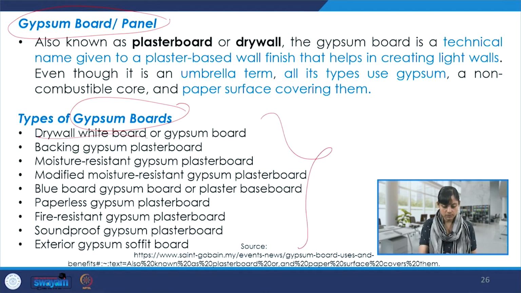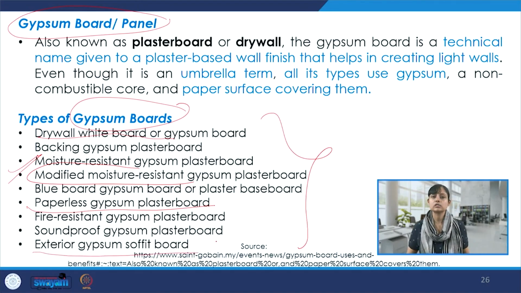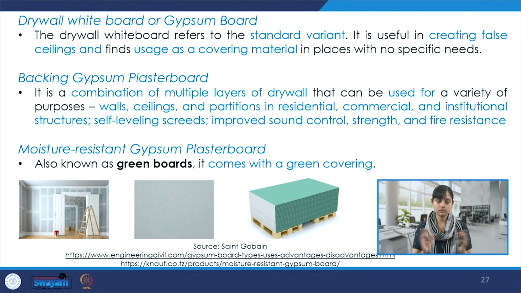So there is a drywall, whiteboard or gypsum board. There is a backing gypsum plaster board. There is a moisture resistant gypsum plaster board, which is a very specific kind of gypsum board or panel. There is also modified moisture resistant gypsum plaster board, which is available. Then the blue board gypsum board, which is also called the plaster base board. There is a paperless gypsum plaster board available in the market, a fire resistant one, a soundproof one, also the exterior gypsum soffit board. So this is a list of some of the popular varieties that we get in the gypsum panel universe.